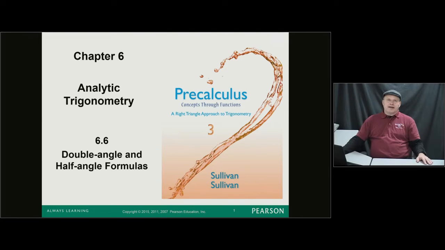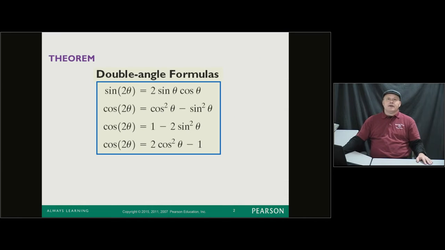Hello, we are in the double angle and half angle formula discussion. So these are just more formulas to add to our already big collection of formulas that we already have in trigonometry. So let's begin with the theorem. All right, so double angle formulas.